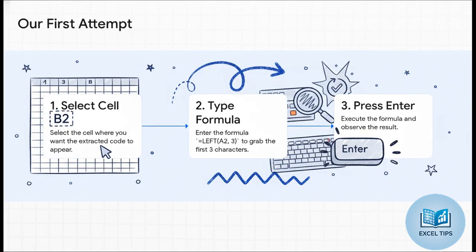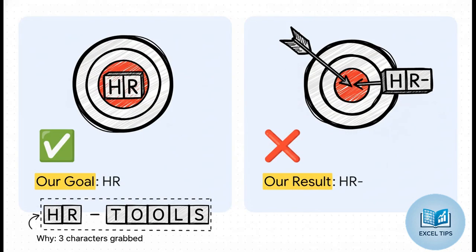Okay, let's give this a shot. We'll click on cell B2. Now looking at that first ID, HR-12345. You might think, well, HR and then the dash, that's 3 characters, right? Let's try it. We'll type in =LEFT(A2,3). Let's hit enter and see what we get. Whoops, not quite what we wanted. Our goal was to get just HR, but the formula gave us HR dash.